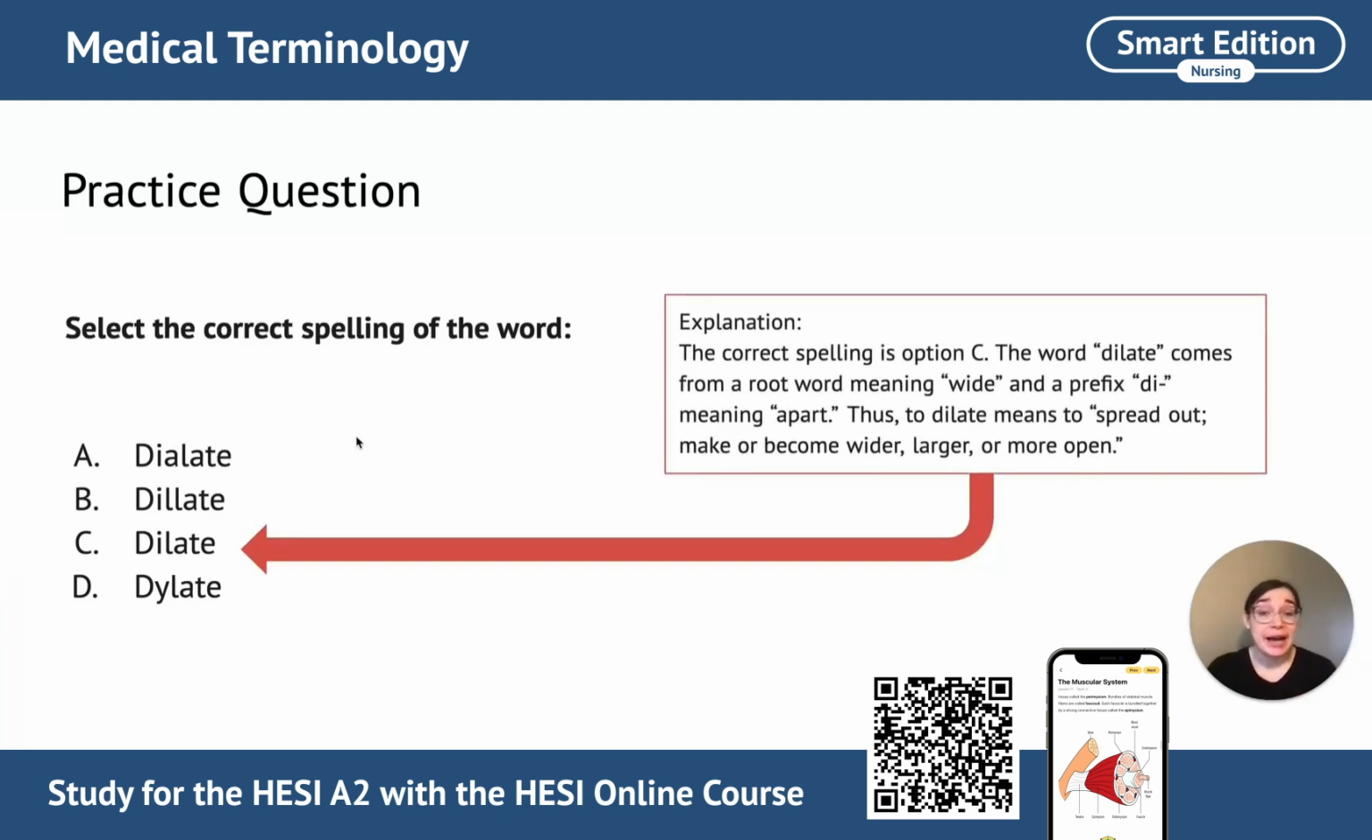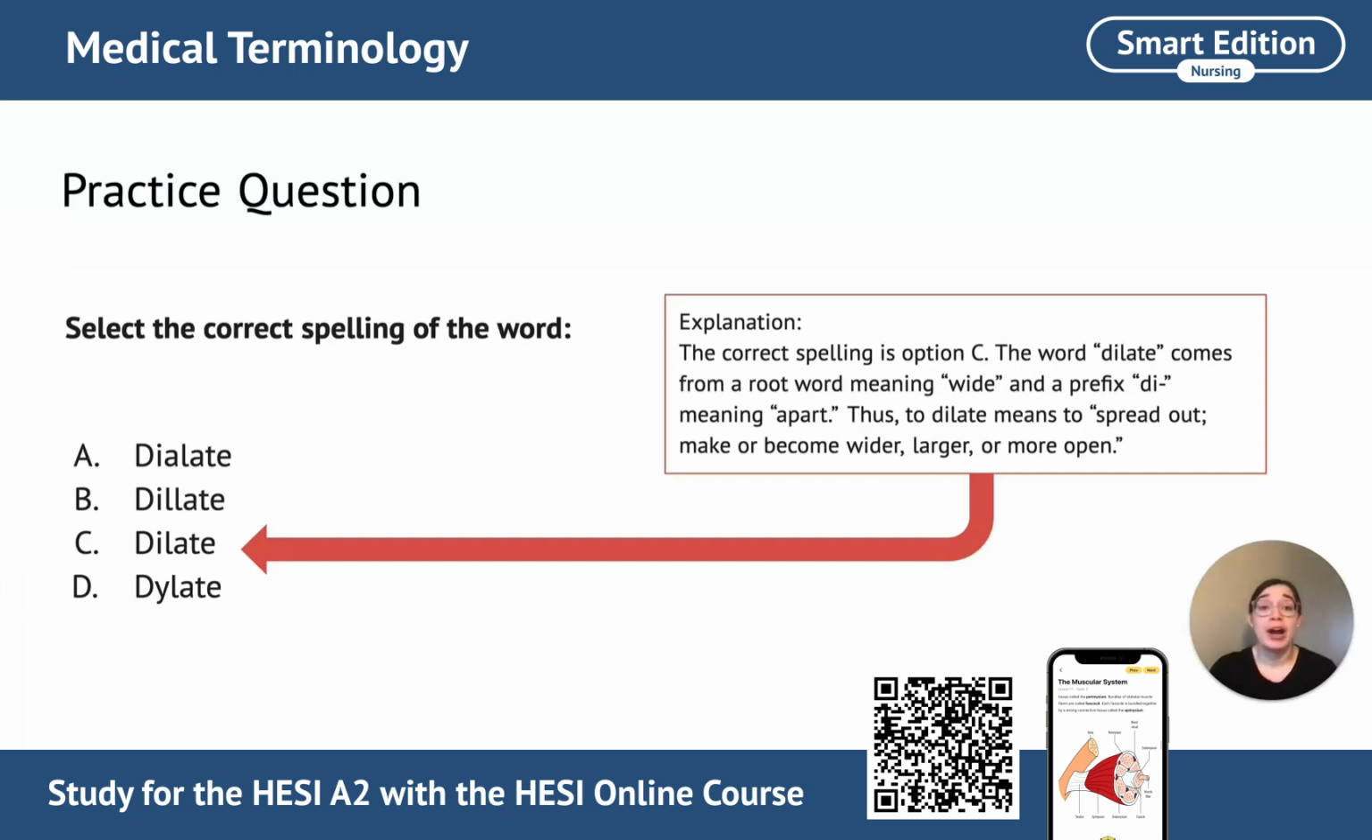Well, when we break it down, the root word means wide, and the prefix di means apart. So to dilate something means to spread it out, to make or become wider, larger, or more open. And I can think of two examples in which we would dilate a body part. One would be when you're getting an eye exam. Sometimes when you go to the eye doctor, they'll dilate your pupils to get a better look at the inner structure and functioning of your eye.